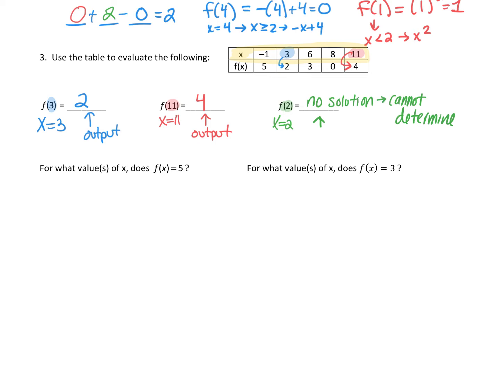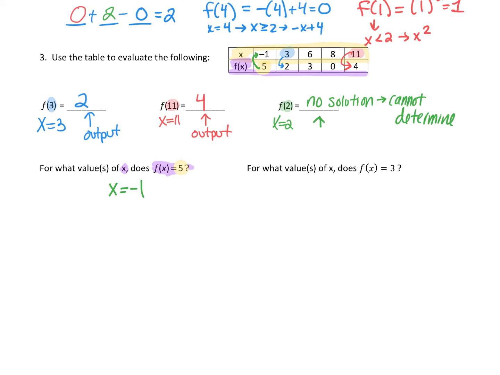All right, now we're going to go the other way. Now down here it says, for what x value does f of x equal 5? So now we need to look in the f of x spot. So f of x is down here, so this entire bottom row is f of x. So if I find where f of x is 5, that is right here. And then I'm going to look at what the x value is that goes with it, and it's negative 1. So x would equal negative 1.